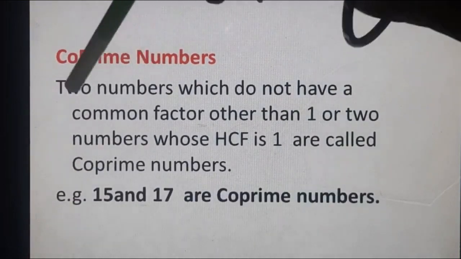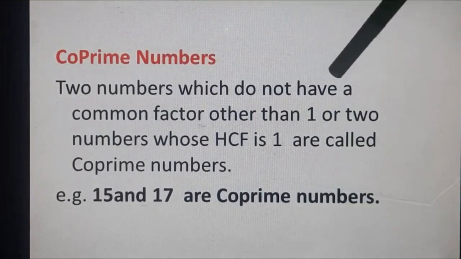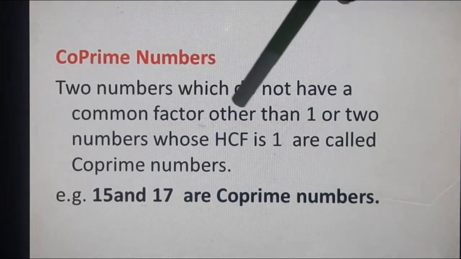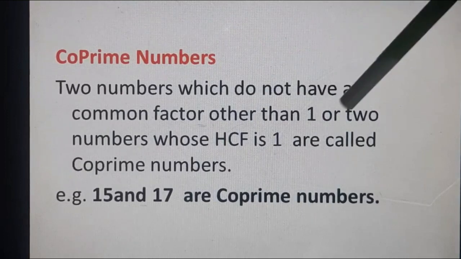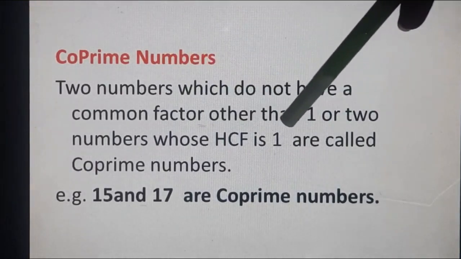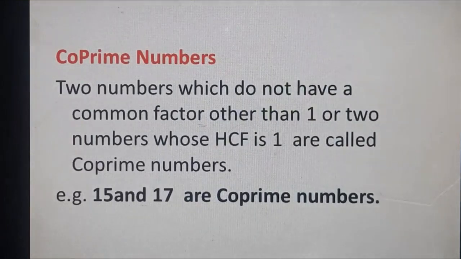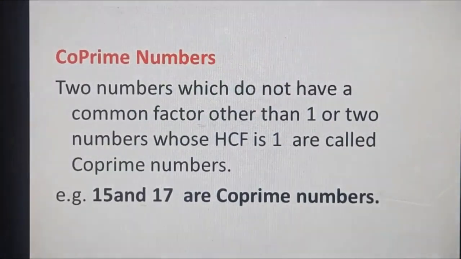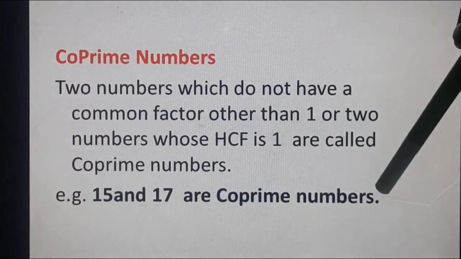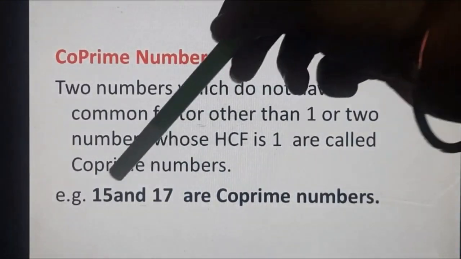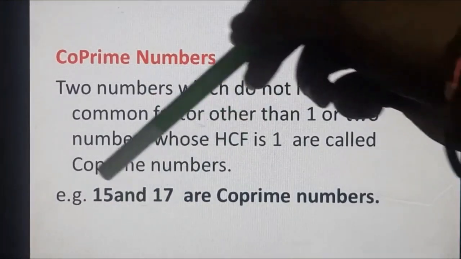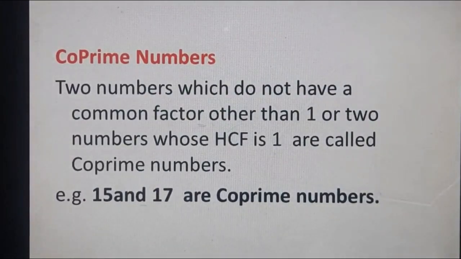Co-prime numbers. Two numbers which do not have a common factor other than 1, or two numbers whose HCF is 1, are called co-prime numbers. The numbers whose HCF, means highest common factor, is 1 are known as co-prime numbers. See this example, 15 and 17. These are co-prime numbers because their HCF is 1. Common factor is 1, highest common factor is 1 only.